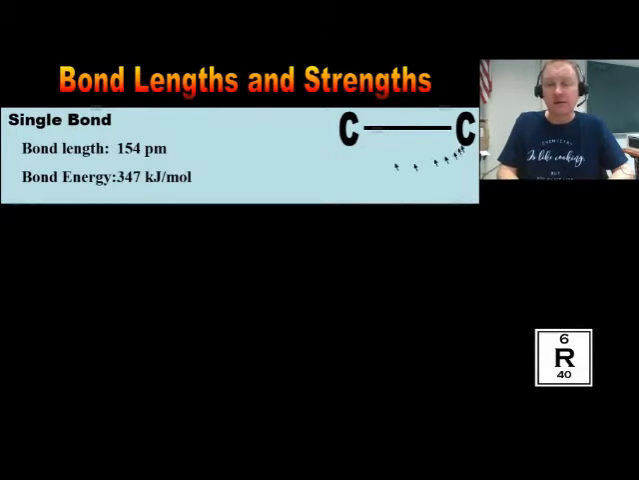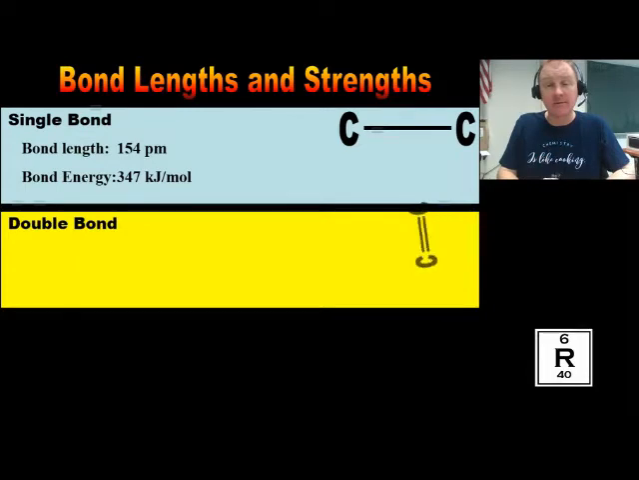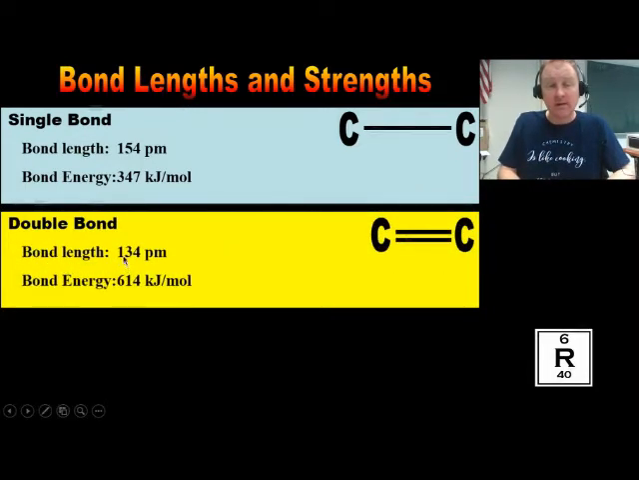When there's a single bond, and in this particular example I'm just using carbon-carbon, a carbon-carbon single bond has a length of 154 picometers and a bond energy of 347 kilojoules per mole. Now, this is not the same for every single bond. Every combination you can possibly think of will have a different length and strength, so these numbers are not what's important. What is important is the trend. If we take a look at a double bond between two carbons, the bond length is 134 picometers, so it got a little bit shorter, and the strength is 614 kilojoules per mole, so it got a lot stronger. So the bond energy is greater in a double bond than a single bond, and the atoms are closer to each other in a double bond.